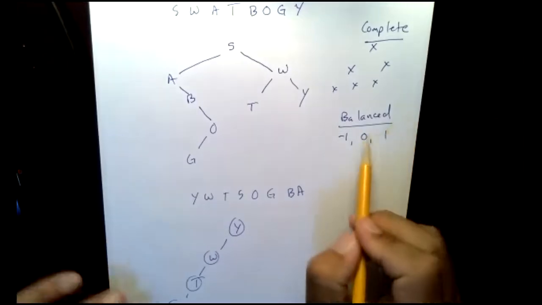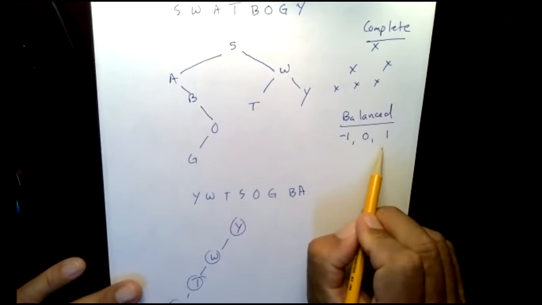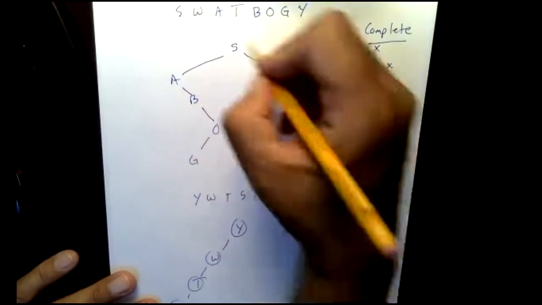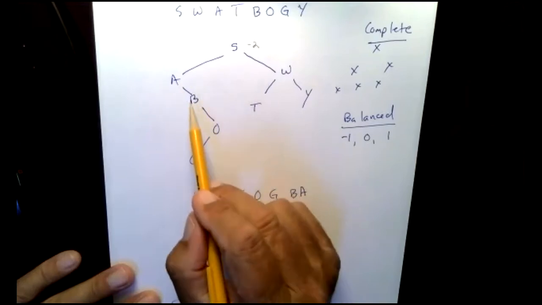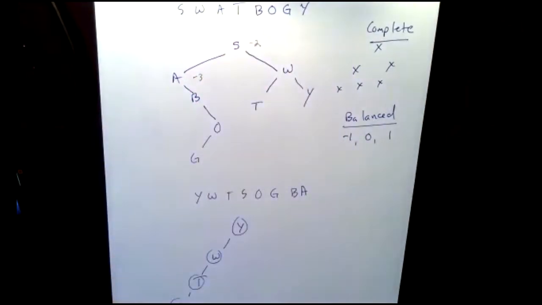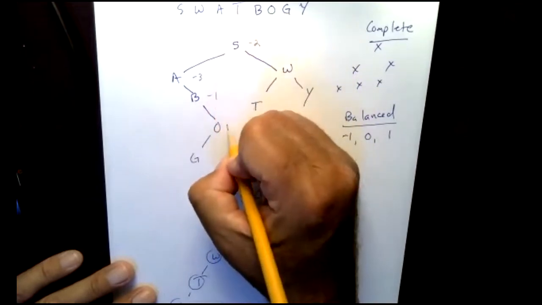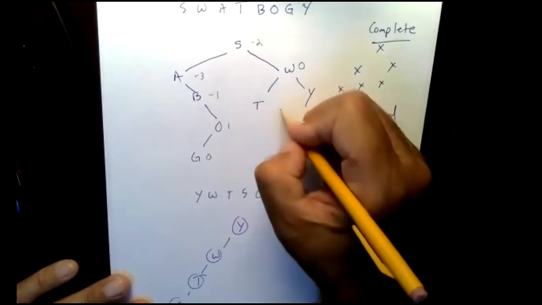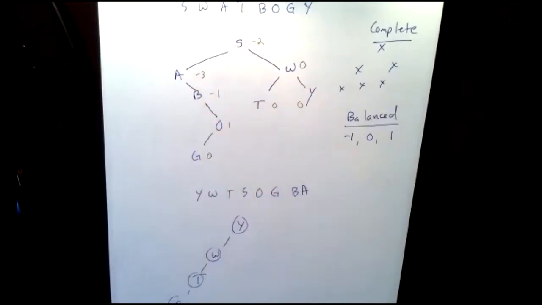A balance would be when all of my values for subtree, the left subtree minus right subtree, is either negative 1, 0, or 1. Well, if I look at SWAT bogey, I go, okay, what's S? 1, 2, 3, 4, minus 2. That has a balance factor of minus 2. What's A? 0, 1, 2, 3. This guy has a balance factor of minus 3. And these are just, this is negative 1, this is positive 1, and this is 0. The left subtree minus the right subtree. Oh, W is nice. It's a 0. 0 and 0. So I don't like this negative 2, and I especially don't like this negative 3, because looking at those balance factors, I know that this tree is not balanced.